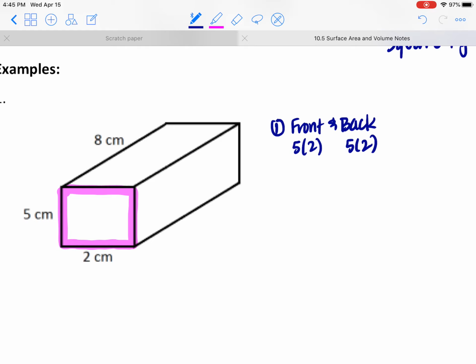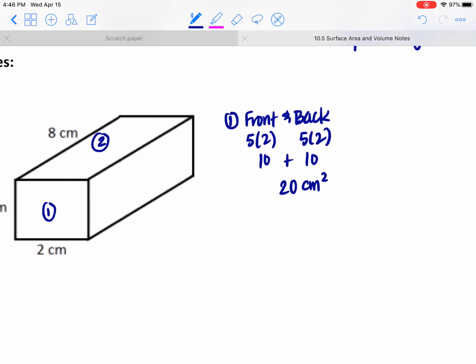That's a rectangle. So when I say 5 by 2, I mean length times width to find the area for that front, and length times width to find the area for the back. So I have 10 there, and I have 10 there. So for the front and back, we're looking at 20 centimeters squared. Okay, and let me just call this a 1.